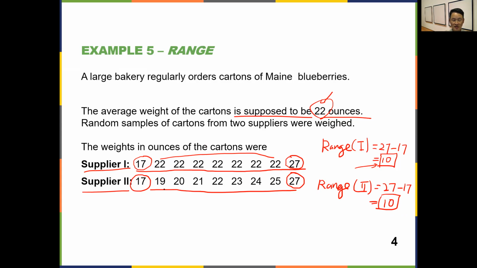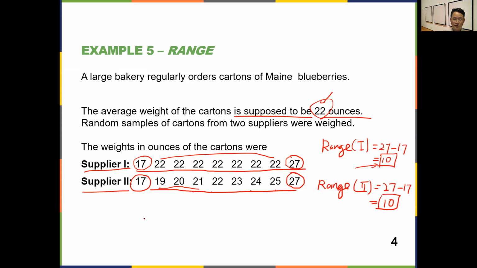But as you can see, supplier 2 is kind of spread out. It's anywhere from like 19 all the way to 25. It's very spread out data. Supplier 1 is rather concentrated data.